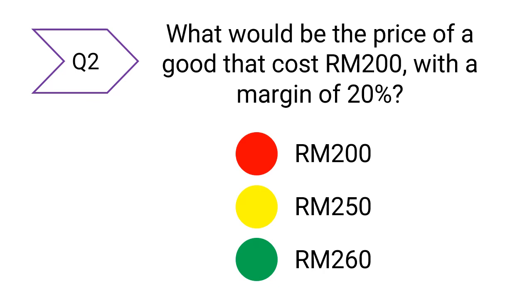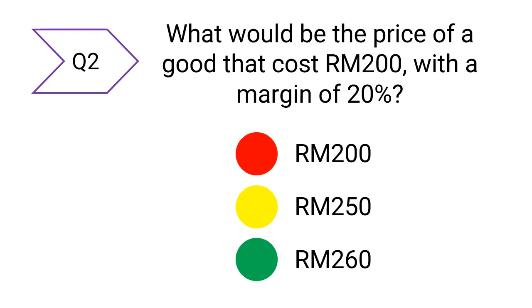Now moving on to question 2. What will be the price of a good that costs 200 ringgit with a margin of 20%? Tick tock. Remember, when it comes to margin, the selling price will be represented by 100%. And if the margin is 20%, then the cost will be only 80%. So what would your answer be? Is it the red circle, the yellow circle, or the green circle?